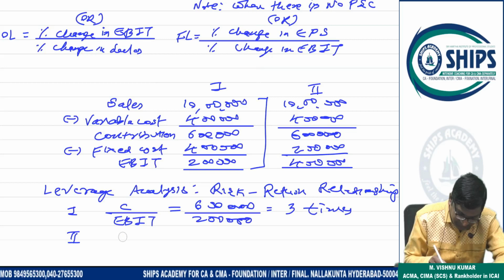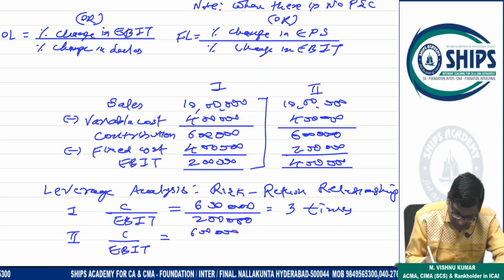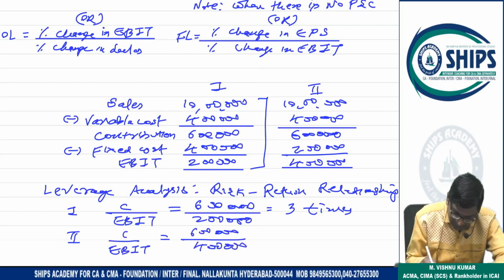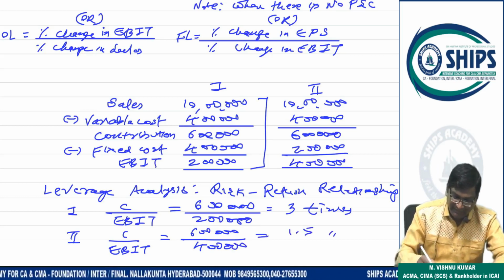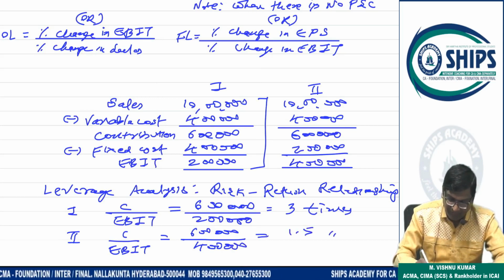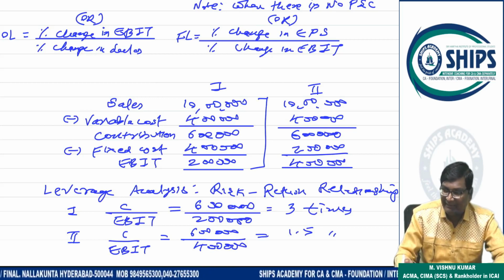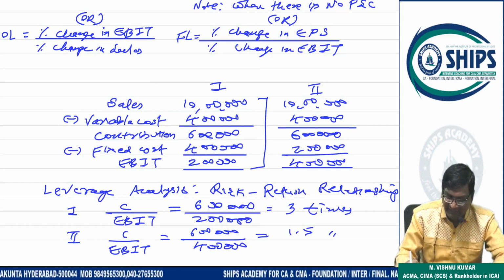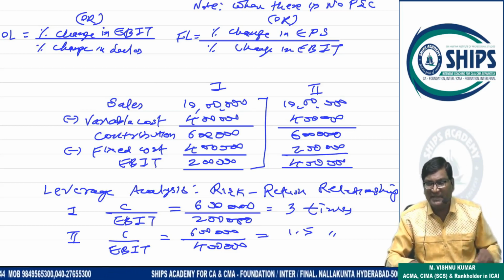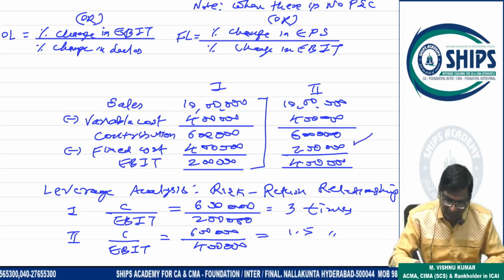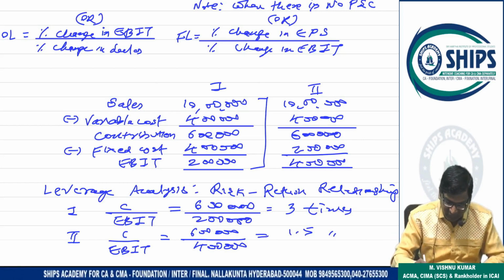This is first situation. Now second situation, 6 lakhs. EBIT how much? 1.5 times. It means previously your fixed cost is 4 lakh. Now your fixed cost is 2 lakhs. So how much decrease? 2 lakhs. Okay. So 2 lakh by 4 lakh, 50% decrease हुआ ना? So your leverage will also decrease by the same. जितना fixed cost कम होगा उतना ही leverage भी कम हो जाएगा. Suppose in third situation I increase fixed cost to 6 lakhs.